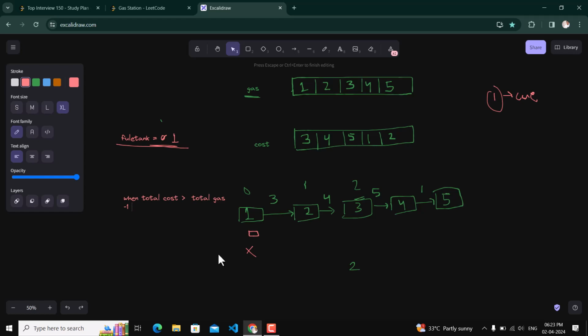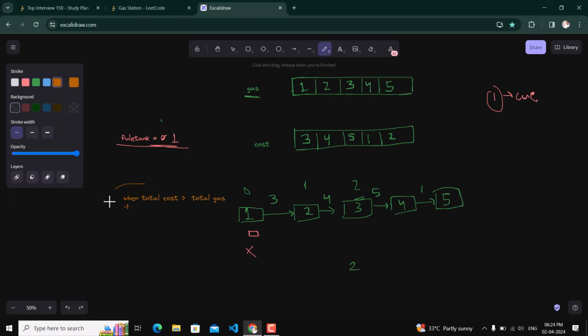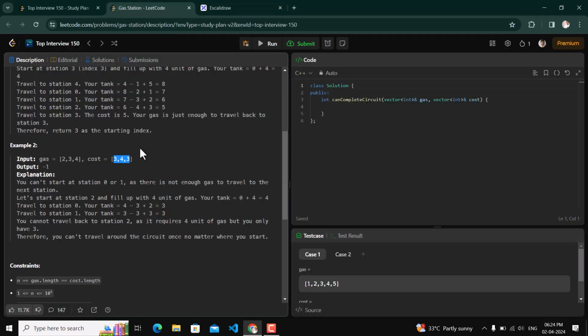So this is one of the most important points: when the total gas which we can get on our whole path is less than the total cost, then we will never be able to return to the point from where we started. We will not be able to circulate the path in the clockwise direction. Okay, so this is our first case, in which we have to return -1.